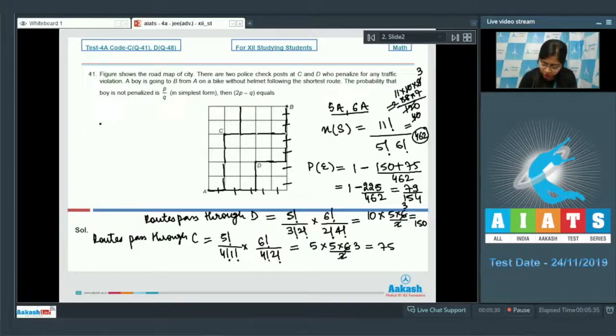So the value of 2 into P, that is 79 into 2, 158, minus 154 is equal to 4. So 4 is our required answer.